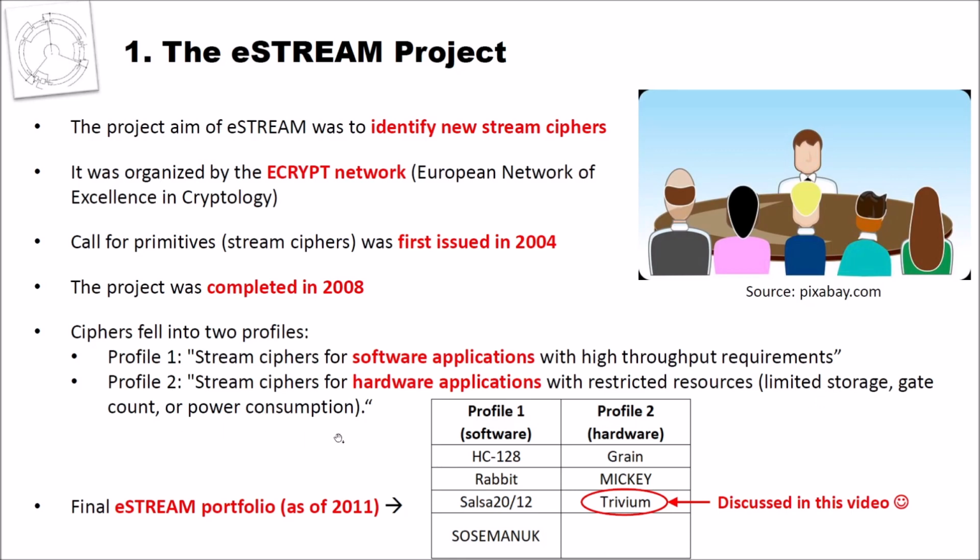I have here a table of these 2 profiles, and these tables contain the final eSTREAM portfolio as of 2011. In profile 1 we had HC-128, Rabbit, Salsa20/12, and Sosemanuk. In profile 2 we had Grain, Mickey, and Trivium. And Trivium is the cipher that we discuss in this video.